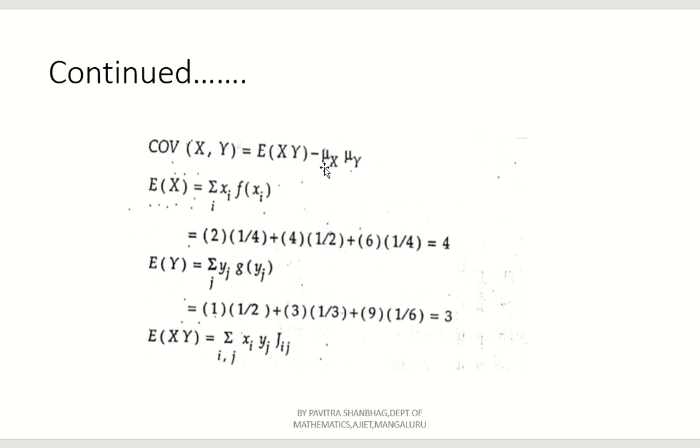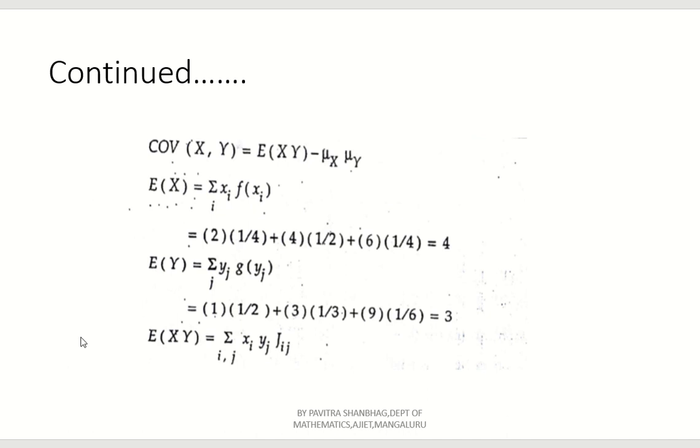But what is the expectation of x? E of x is summation x into f of x, that is 2 into 1 by 4 plus 4 into 1 by 2 plus 6 into 1 by 4. So what will you get here? 1 by 2 plus 2 plus 6 by 4 means 3 by 2. So simplify, you will get 4.